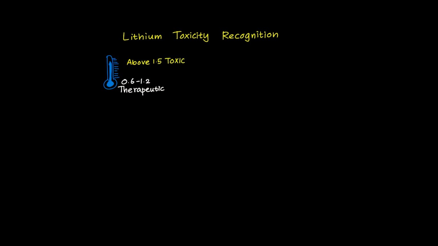This question is all about recognizing lithium toxicity by matching symptoms to lab values. The patient has excessive urination, extreme thirst, vomiting, diarrhea, and hand tremors. The lithium level is above 1.5. That lab number alone tells you the story. The therapeutic range for lithium is 0.6 to 1.2. Anything above 1.5 is toxic territory, and the symptoms line up perfectly.